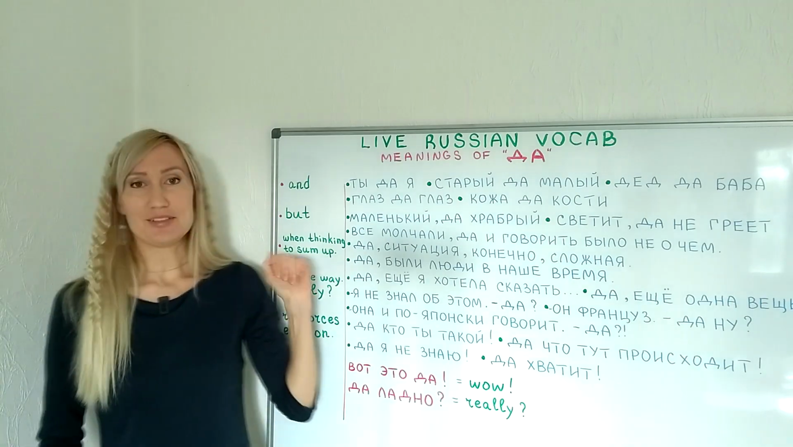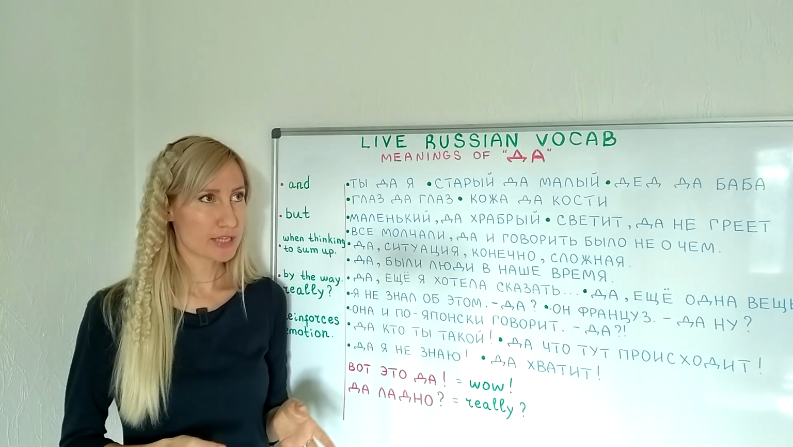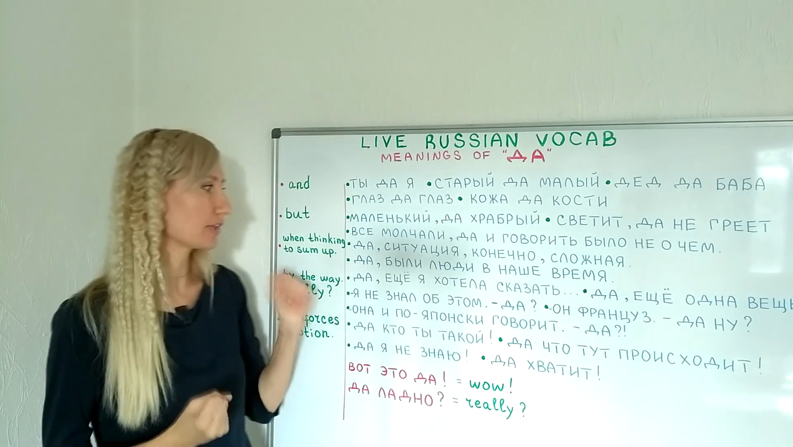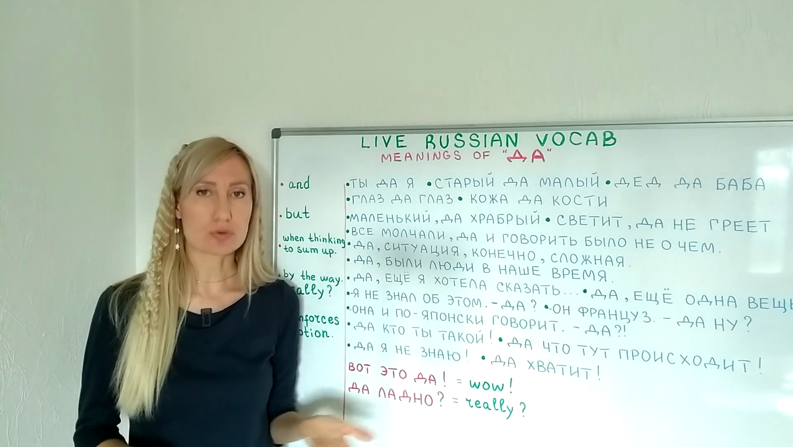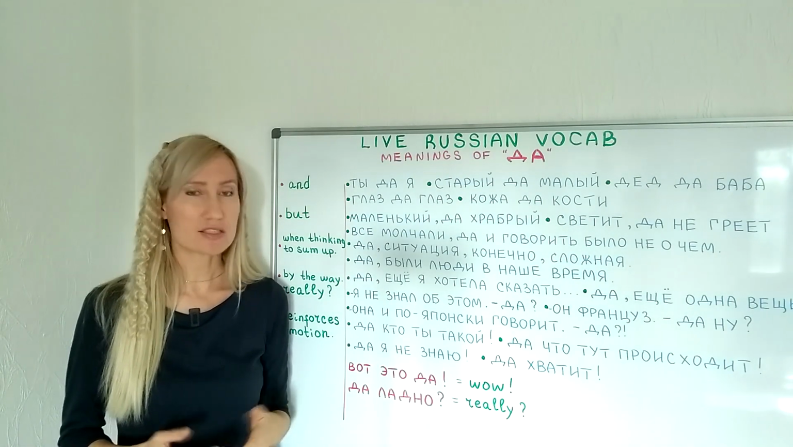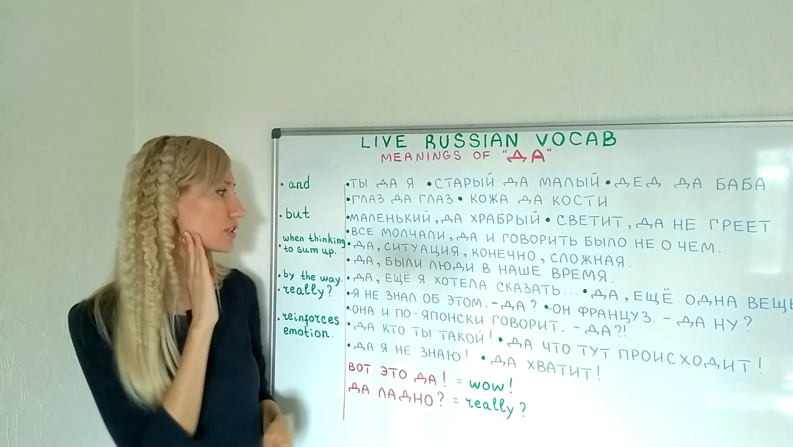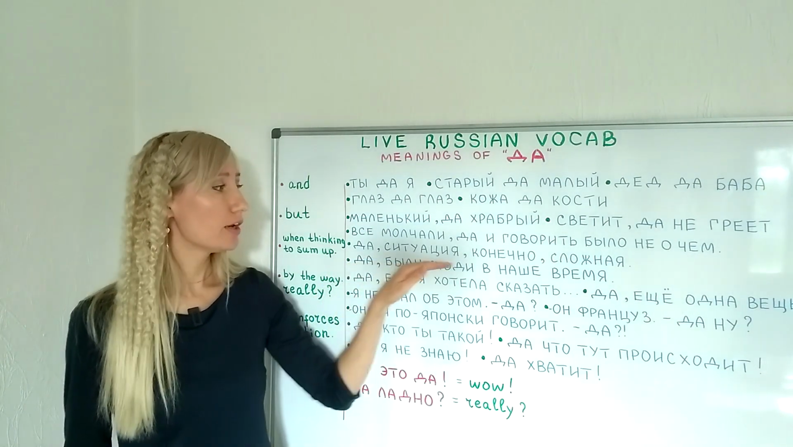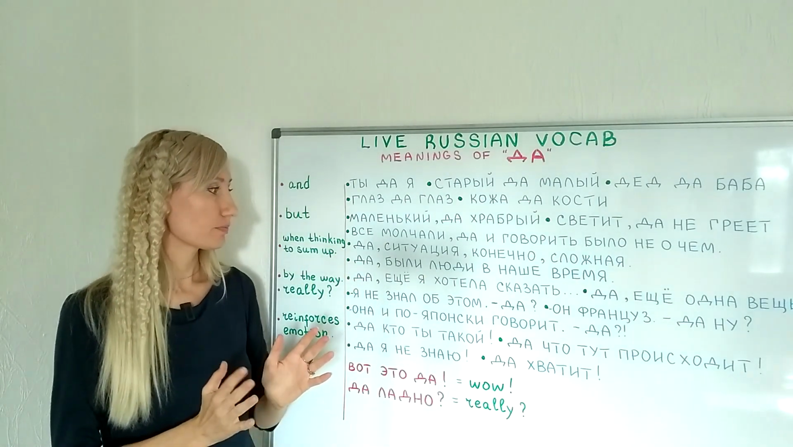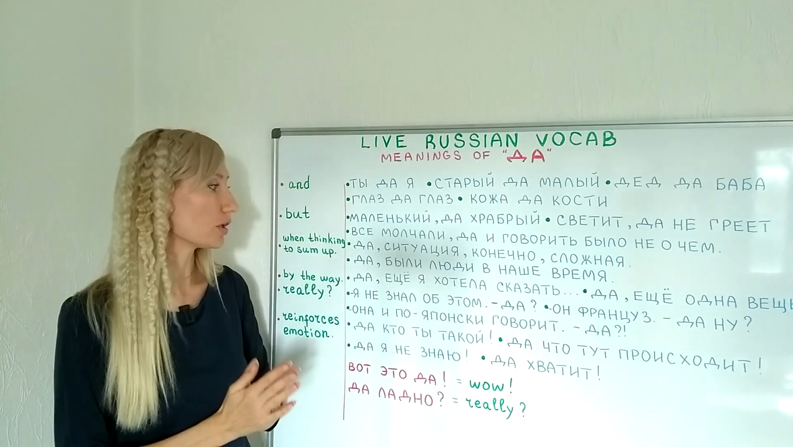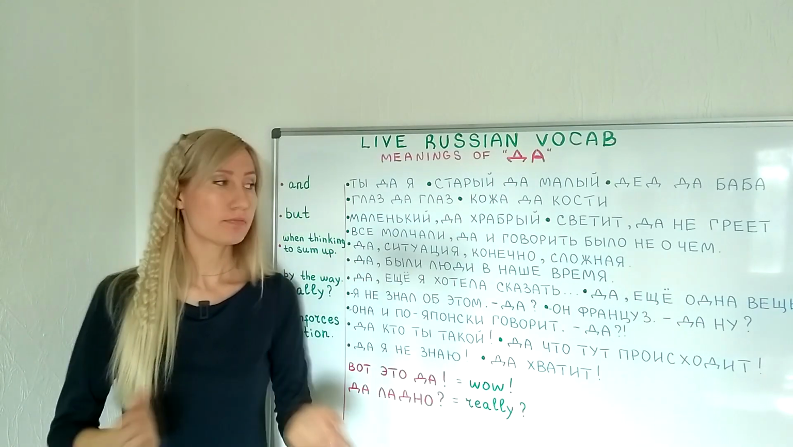The third meaning of да is when thinking. So you've been thinking for some time, and to sum up, you say something like this. Да, ситуация, конечно, сложная. Like, yeah, the situation is complicated. Or you are thinking and you say, да, были люди в наше время. This I took from a famous piece of literature, which is called Бородино. It's a long poem by Lermontov.